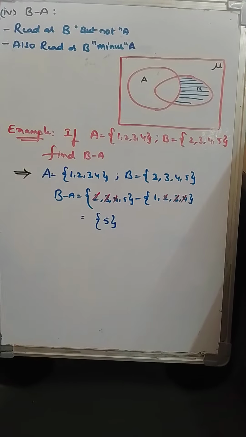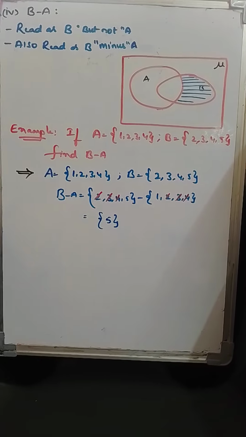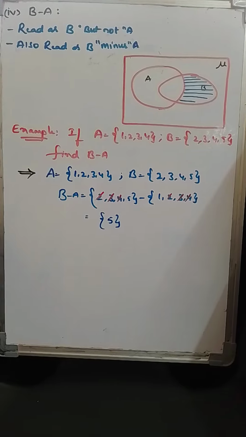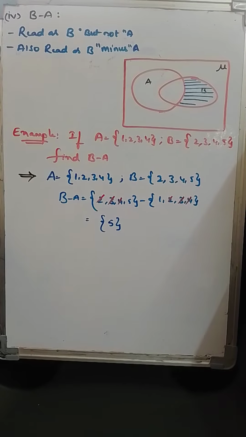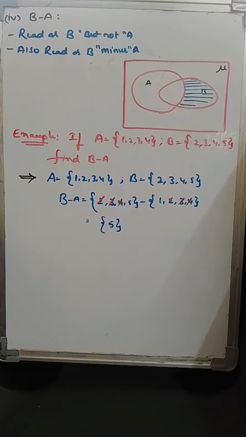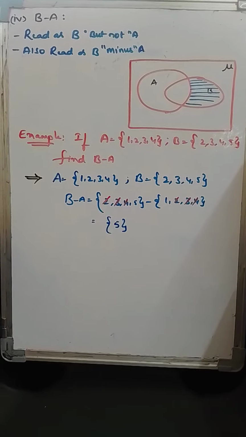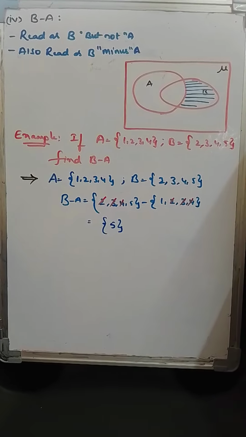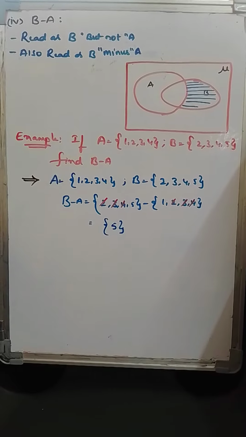I have considered two sets here, A and B. In that, I have shaded only the B region. So what does that mean? We have taken the Venn diagram here for B minus A, right? So that minus A indicates not A. So we have to shade only the B region.